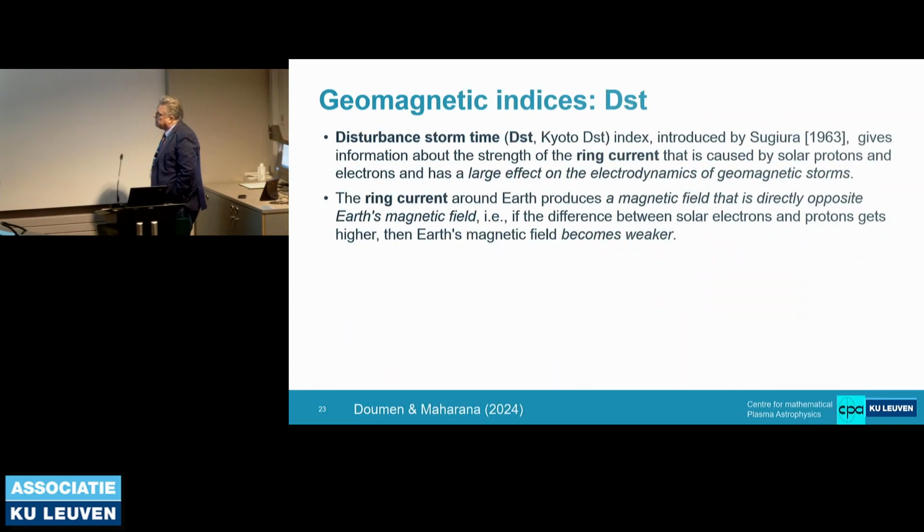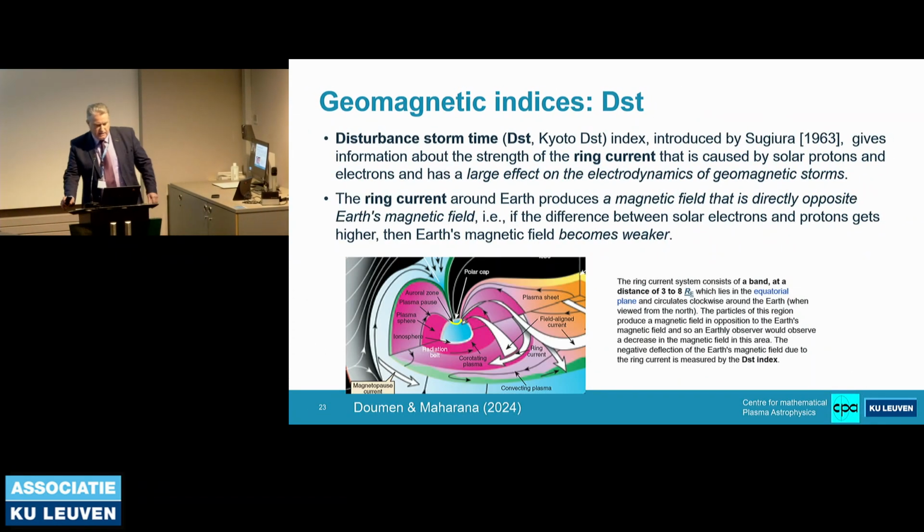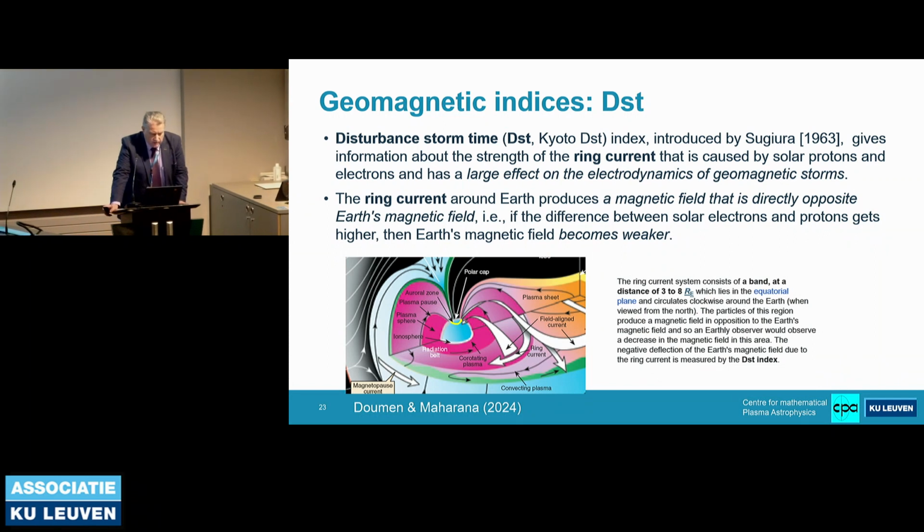The first one to focus on is the DST index, the Disturbance Storm Time index, also called the Kyoto DST, introduced by Sugiura in 1963. This gives information about the strength of the ring current that is caused by solar protons and electrons, and it has a large effect on the electrodynamics of the geomagnetic storms.